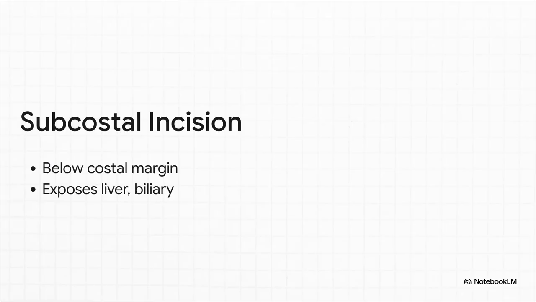Next up is the subcostal. Sub meaning below, costal meaning ribs. This one's an oblique or diagonal cut made right underneath the right rib margin.